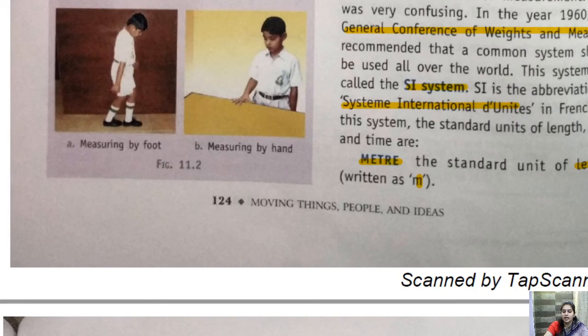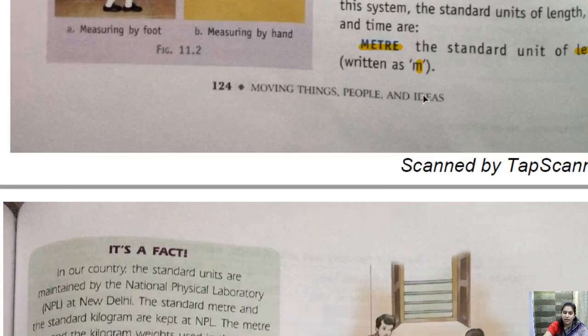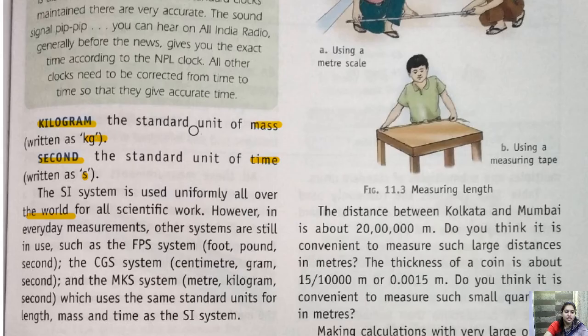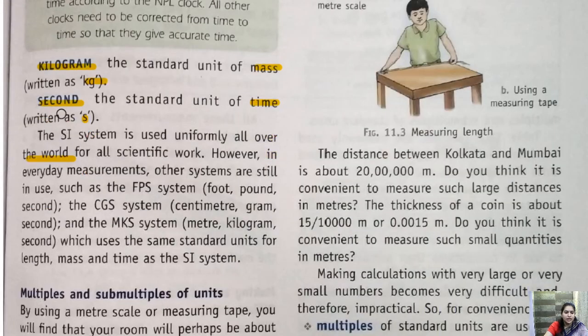Meter is the SI unit of length. Symbol is small m. Kg is the standard unit of mass. The symbol is kg, like kilogram is the standard unit of mass. Second is the standard unit of time, represented as small s. So mass, time and meter. Getting it? The SI system is used uniformly all over the world for all scientific work.